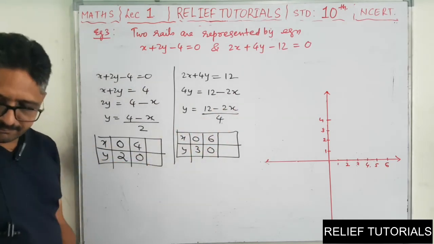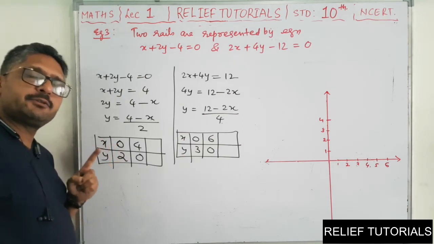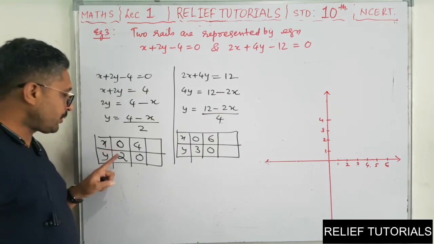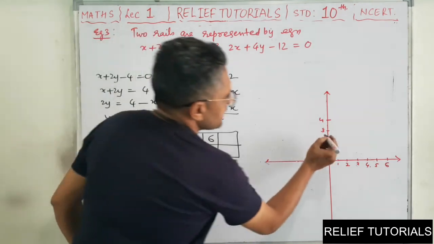Now first, this x coordinate is 0. Remember this. I have explained it to you very well in 9th standard. X coordinate is 0, so the point is on the y axis. On the y axis, that is at 2. So this is the point.